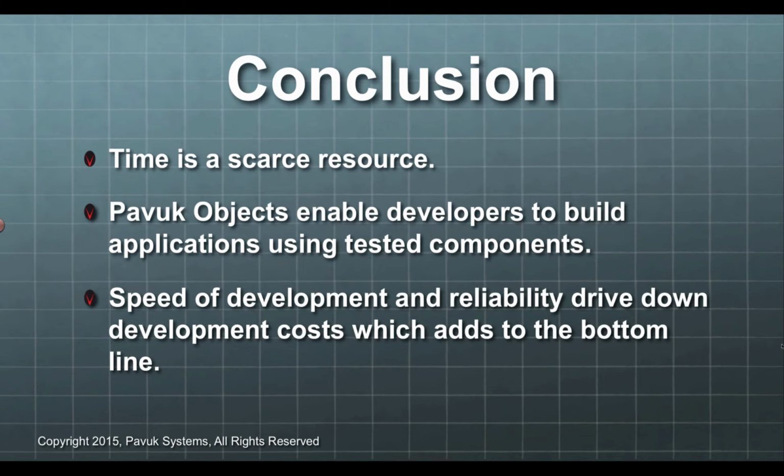Conclusion. Time is a scarce resource. Pavuk objects enable developers to build applications using tested components. Speed of development and reliability drive down development costs, which adds to the bottom line.